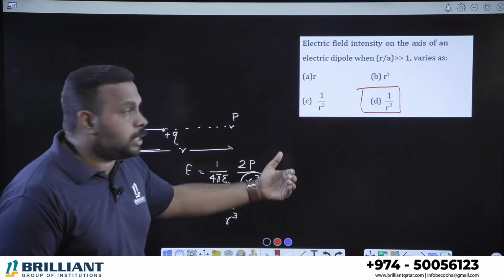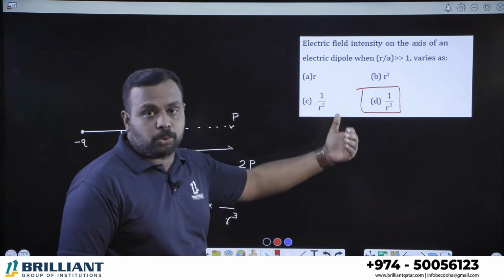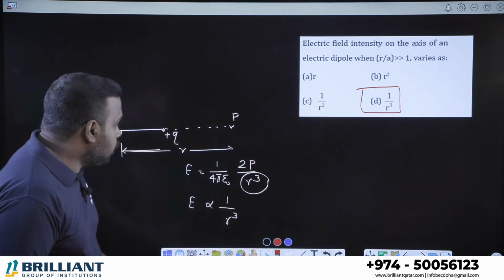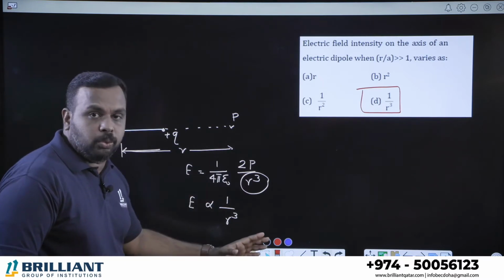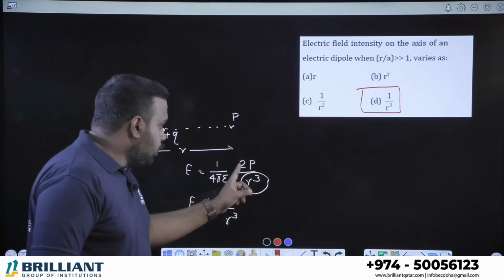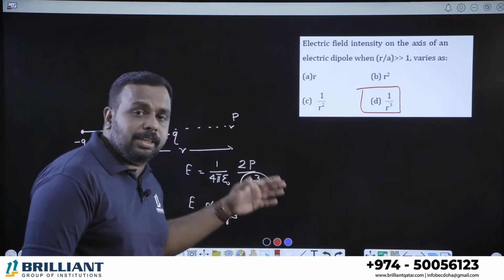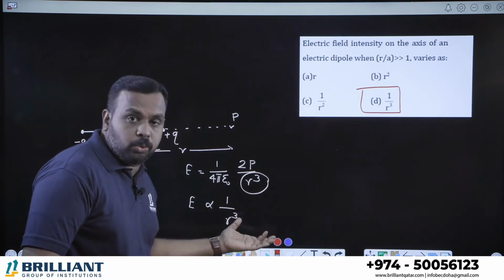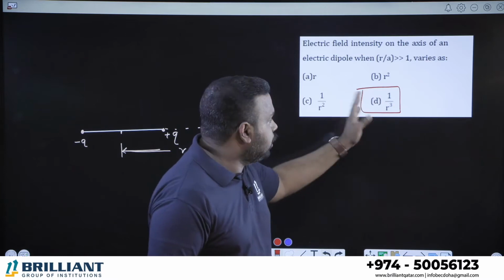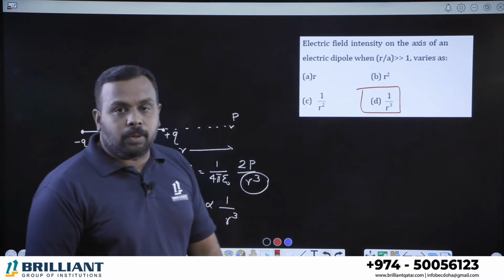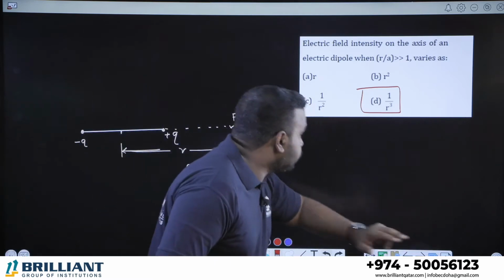Alright, the same question they can ask on the equatorial line also. What is the difference? If you remember, the equation is E equal to 1 by 4 pi epsilon naught p by r cube. The only difference is instead of 2p, there is p. In the case of the equatorial line, there is p, but there is no change in the denominator. The denominator will be r cube. So no matter whether they're asking about the axial line or the equatorial line, the answer will be the same. It will be 1 by r cube. Alright, so we are going to the next question.